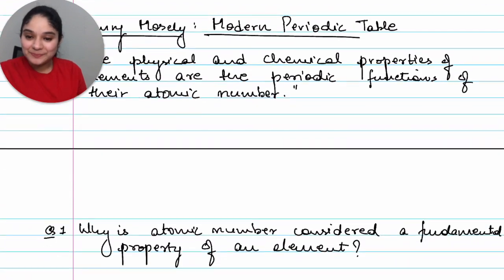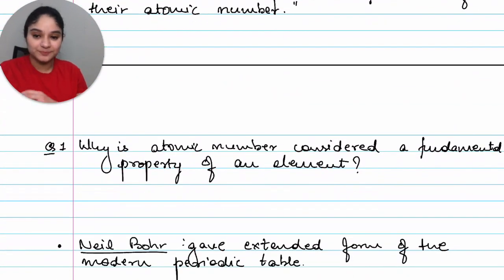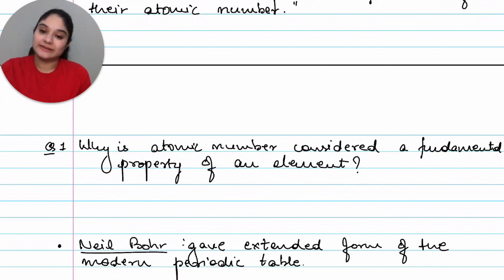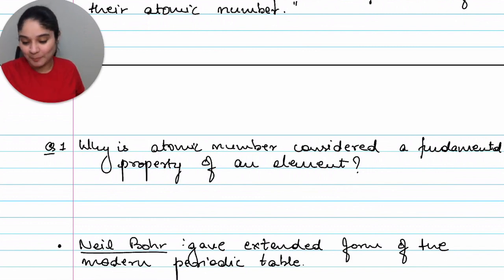Let's move ahead and let's study about the periodic table. Now, why is atomic number considered a fundamental property of an element? This is one important question, and I would like you to think about it and send me your answer either in the comment box, or you can also reach out to me on the Telegram channel. Plus you can also email me at psclasses@icsc@gmail.com. So let's move ahead from here.